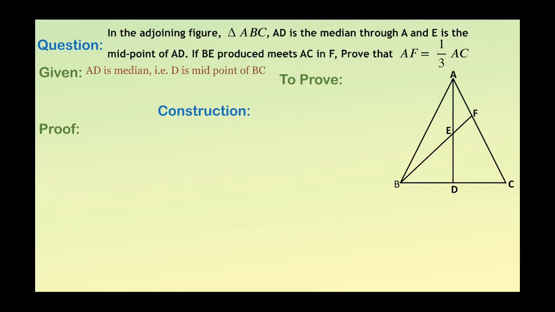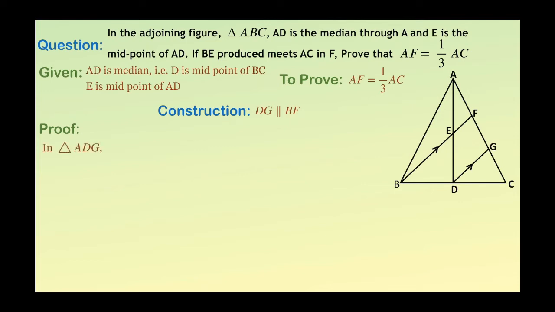So we are given AD as the median, or we can say D is the midpoint of side BC, and E is the midpoint of median AD. We need to prove AF equals 1/3 of AC. To use either the midpoint or converse of midpoint theorem, we need two parallel lines apart from the midpoints. So let us take a point between F and C so as to divide AC into three parts which we will prove equal, and we'll take the point such that it makes a line parallel to BF. So our construction is a line segment DG parallel to BF.